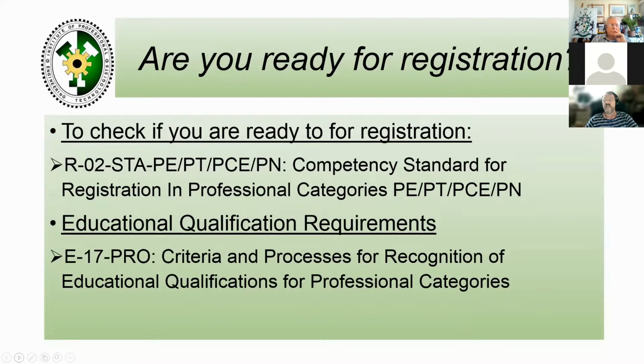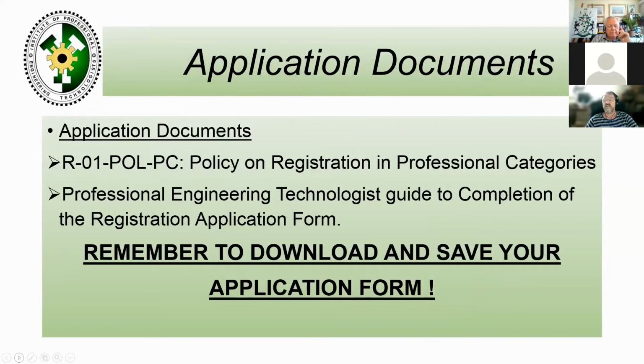Okay, are you ready to register? Before you start thinking about that, you need to go through certain documents and criteria. To check if you are ready for registration, go through document R02, STA, PE, PT, PCE, PN. I've already discussed what they stand for: competency standards for registration in professional categories. Now, for your educational qualification requirements is the R17 POL, criteria and processes for recognition of educational qualifications for professional categories. They give you your benchmark and tell you how to go about your foreign qualifications.